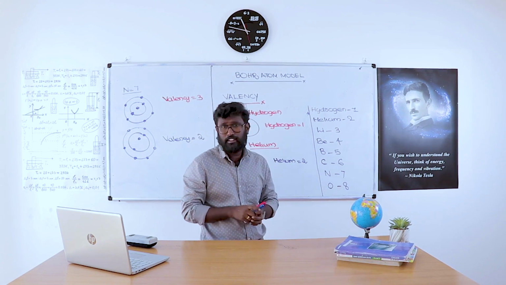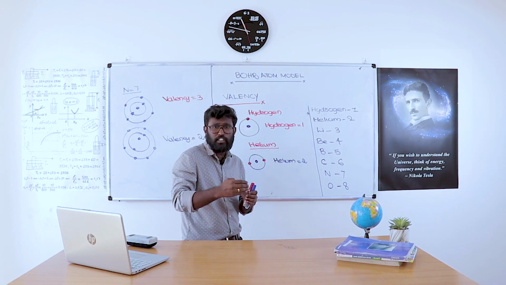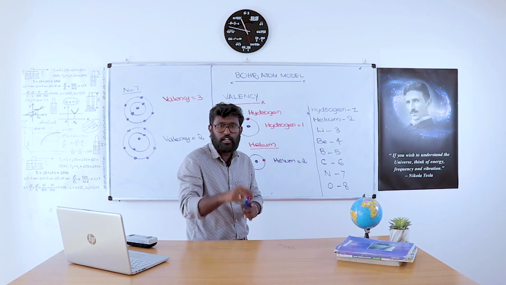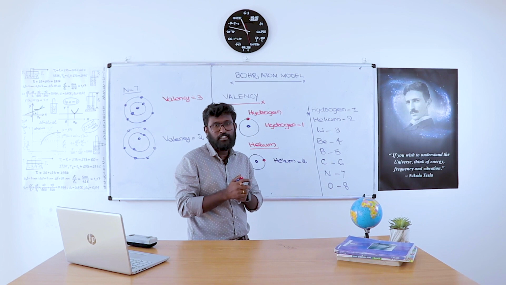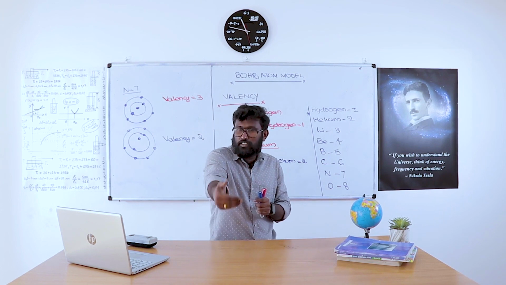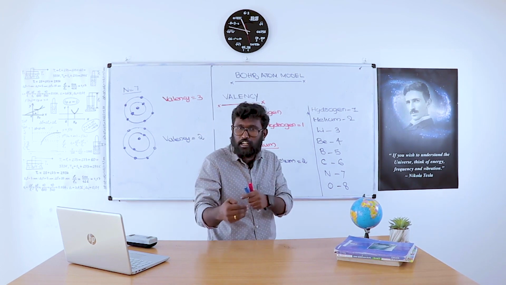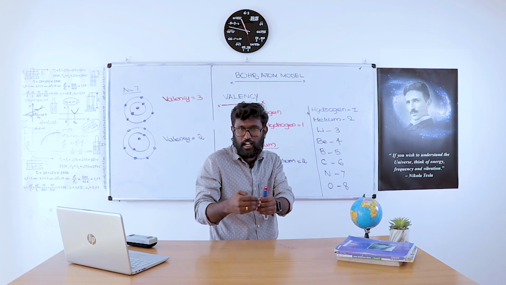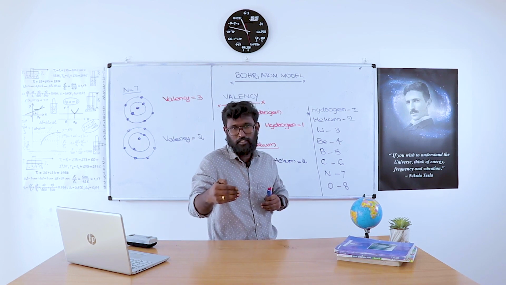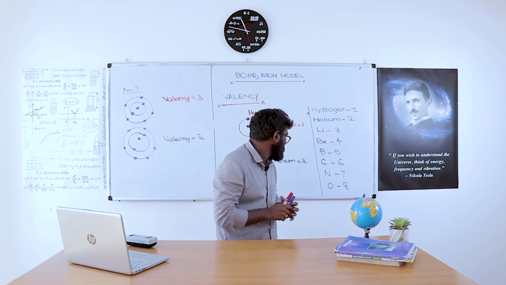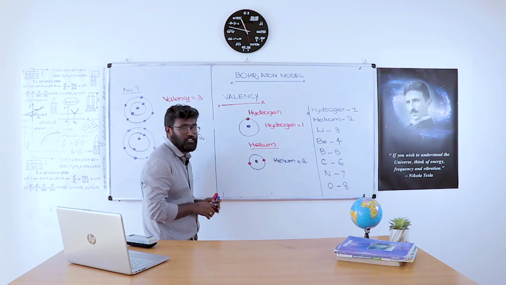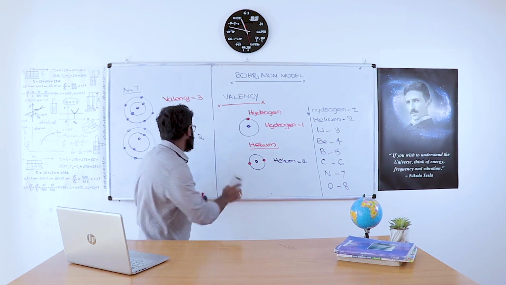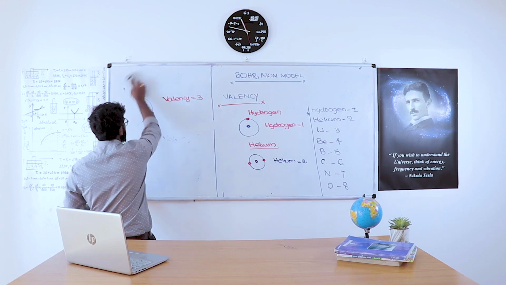What about nitrogen? The electronic configuration of nitrogen is 2, 5. That is, first shell 2, next shell 5. That means it is easier to accept another 3 electrons to complete the octet rather than dropping those 5 electrons. So that's why the valency is 3. Here the valency of oxygen is 2. That is the concept of valency.